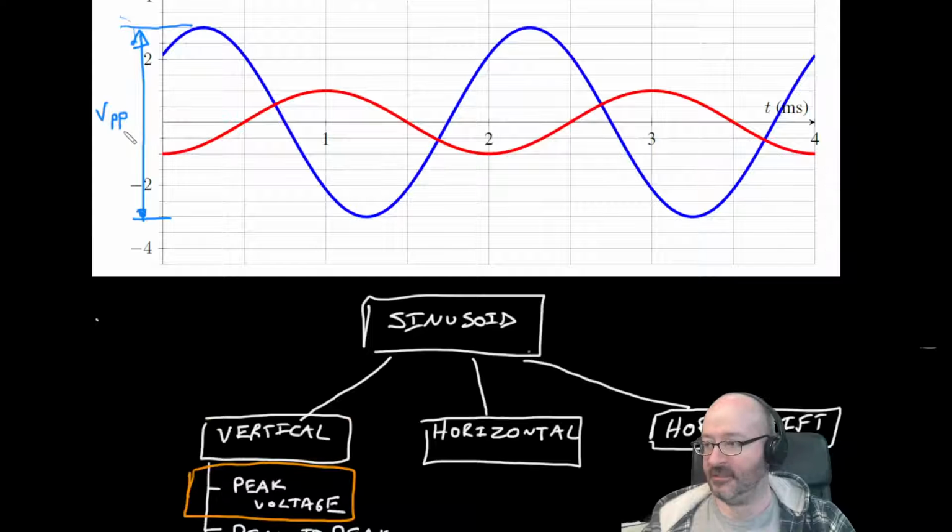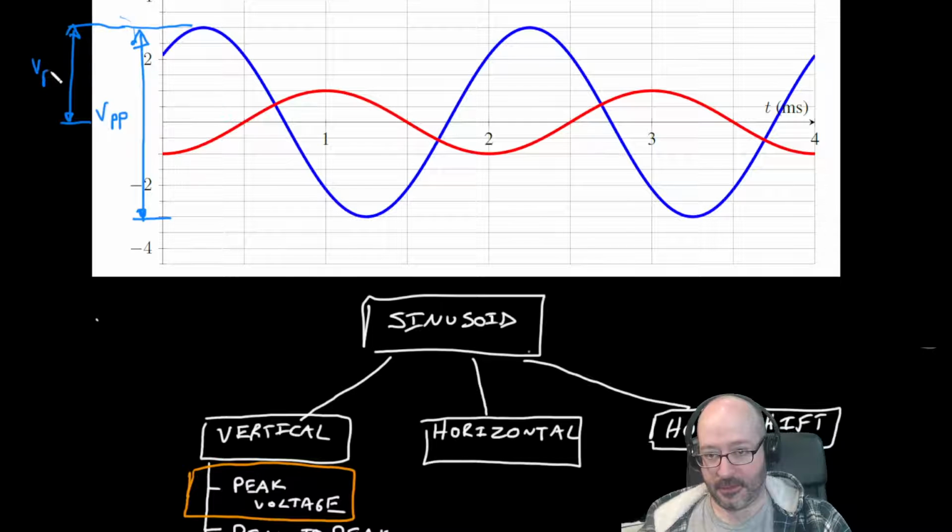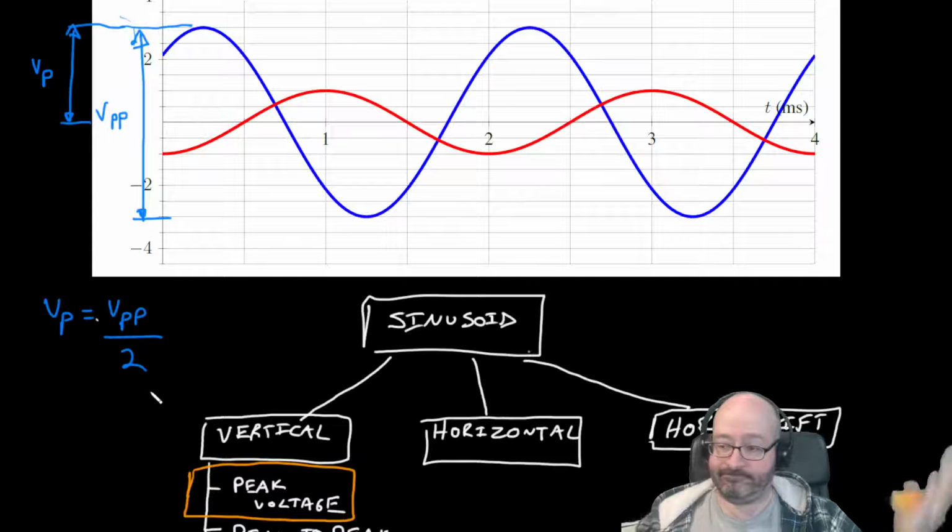You might see that as V and then a subscript of PP for peak-to-peak. If I wanted to measure just the peak, we really just take half of that. So same peak up here, and since we have no shift up or down in this particular waveform, we can say this one here is the peak value. If it's a sinusoid, those are easily related. We can just say that the voltage peak is equal to the voltage peak to peak divided by 2. And it's that simple.